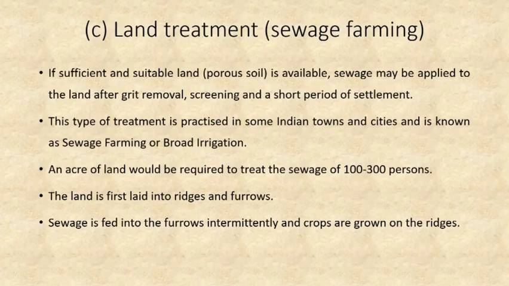So here an acre of land would be required to treat the sewage of 100 to 300. The land is first laid into ridges and furrows, and sewage is fed into the furrows intermittently, and the crops are grown on ridges.